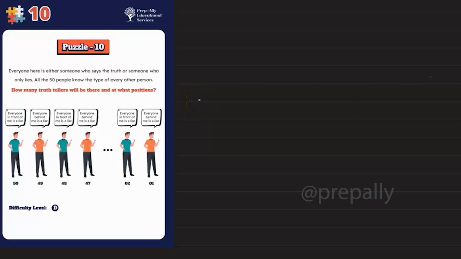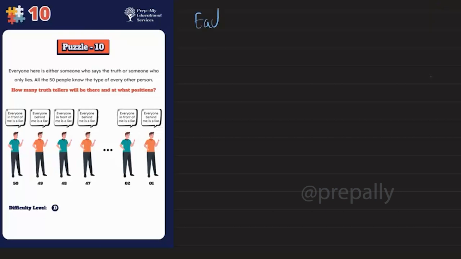Okay, so for this final question here is a truth and lie question, which is also very popular in Olympiads. This is from a previous Olympiad. So the question says everyone here is either someone who tells the truth or someone who only lies.